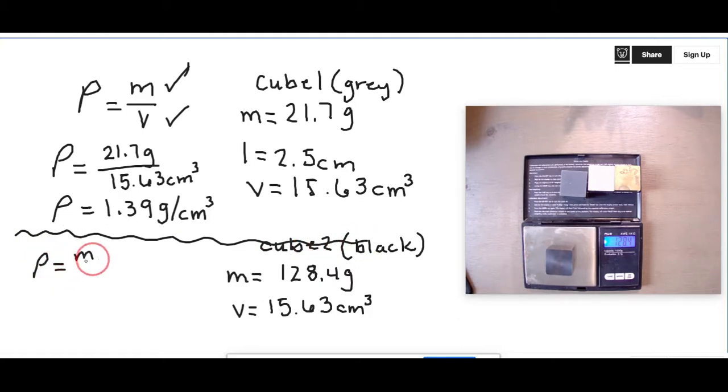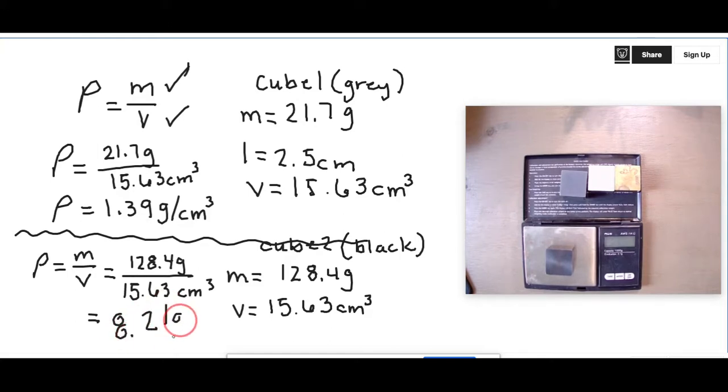So once again, we know that density is equal to mass over volume. My mass for cube 2, 128.4 grams over that volume of 15.63 cubic centimeters. I will plug that into my calculator. Come up with 8.21 grams per cubic centimeter. And this is the density. We'll say this is of cube 1, and this is the density of cube 2.